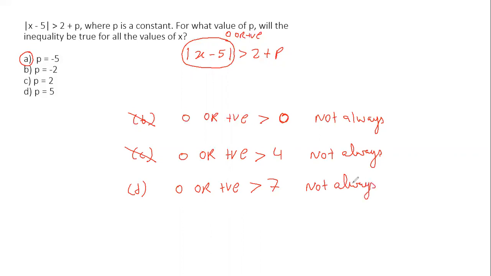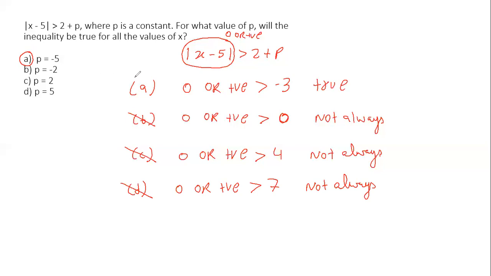So I just solved all the options to make a point that why B, C and D are not my answer, because they are not always true. But if you quickly check option number A, the left hand side is 0 or positive. And if I replace minus 5 in place of P, I'll get the right hand side as minus 3. So when you look at this inequality, is your left hand side greater than minus 3? Yes, because if I put 0, then also it's greater. And if I put any positive number, of course it will be greater than minus 3. So under every circumstance, it will always be true.